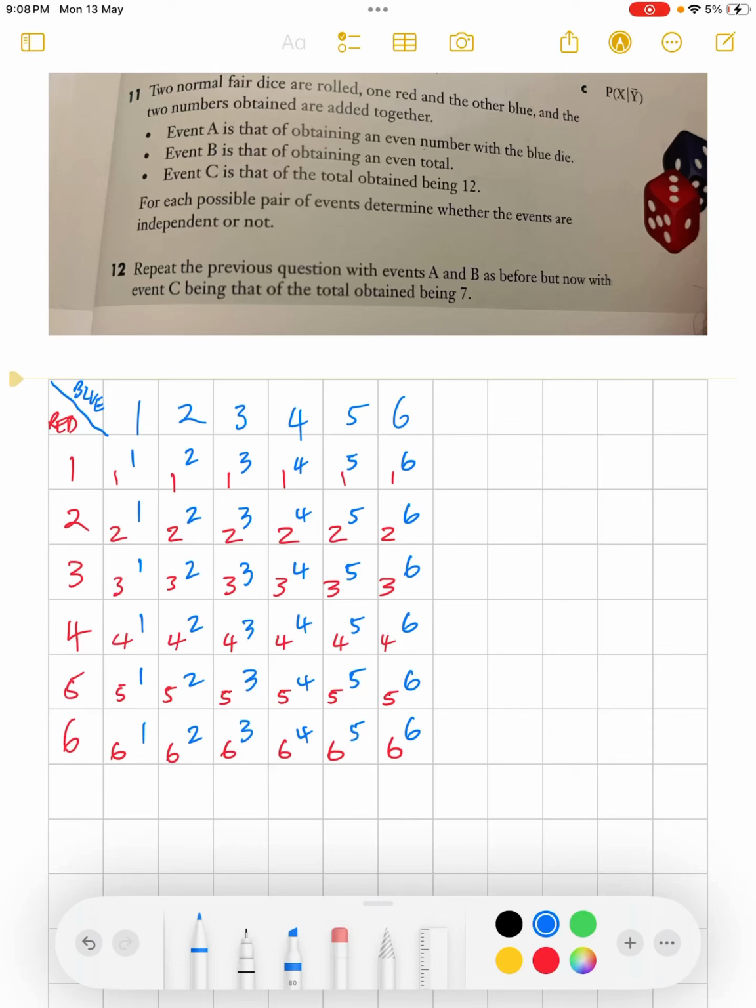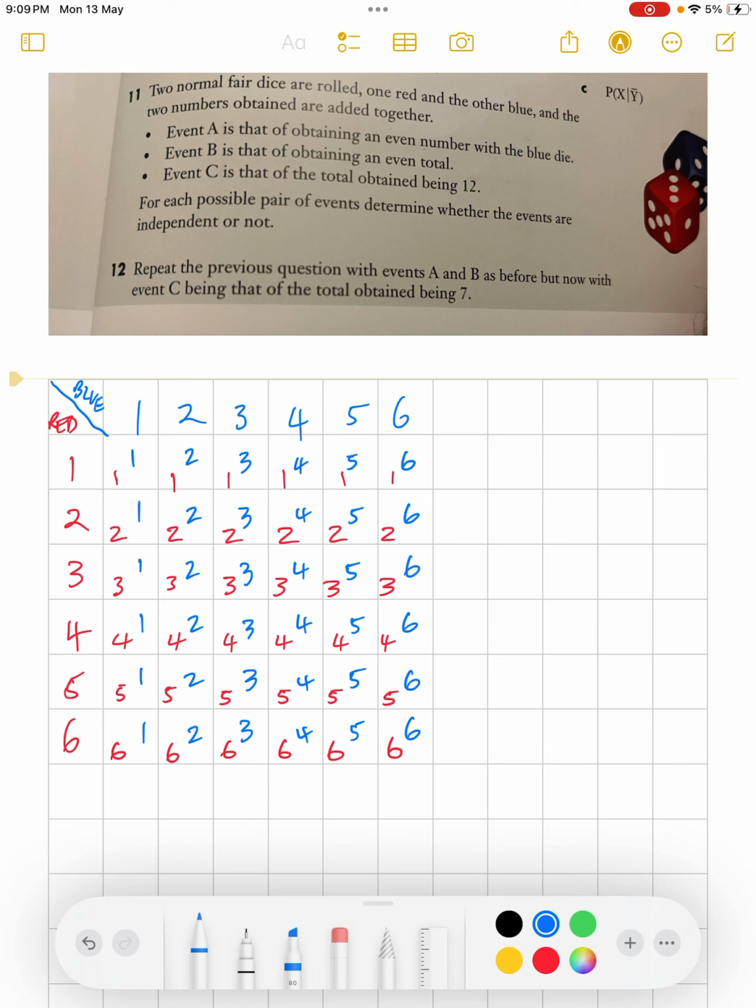We're going to be looking at a similar question as the last one, but this time we're going to look at question 12. It says repeat the previous question with events A and B as before, but now with the event C being that of a total obtained being 7. So let's refresh our memory.